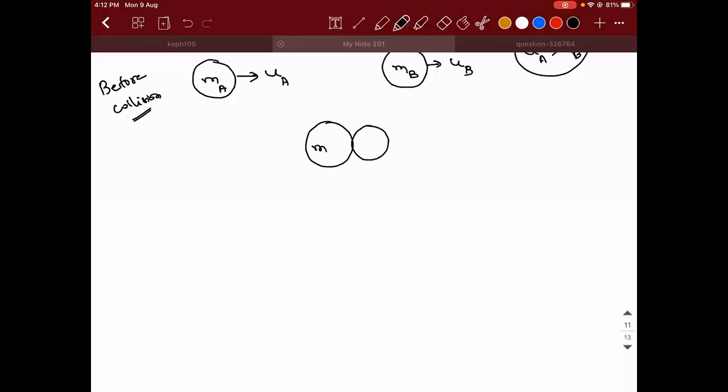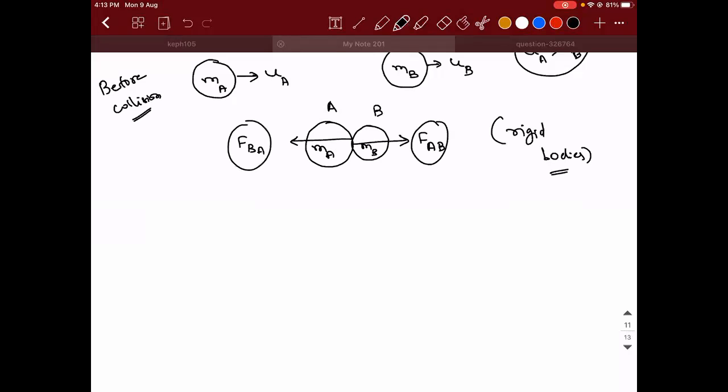Listen. So when they both are colliding, if I call this as A and this as B, so this will be the force exerted by A on B, and this will be the direction of force exerted by B on A. If I consider both of them as rigid bodies, I've already told you what is the meaning of rigid bodies. If I say rigid bodies, what is the relation between FAB and FBA in terms of magnitude? FBA will be equal to FAB.